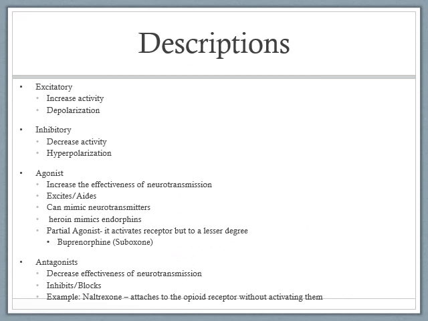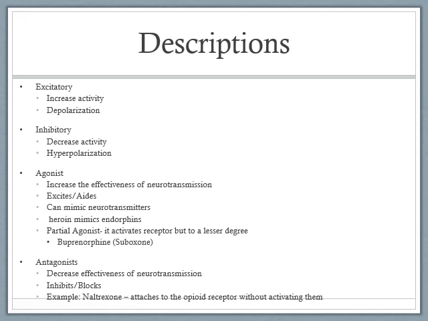So here are the descriptions I said that we would be covering. Excitatory means it increases activity or it's depolarizing. Inhibitory is it decreases activity or hyperpolarizes. An agonist increases the effectiveness of neurotransmission, so it excites or aids. It can mimic neurotransmitters. An example of this being that heroin mimics endorphins. And then you also can have a partial agonist, so it activates the receptor but to a lesser degree. So an example of this would be Suboxone, which is a medication that is used to help with those that are addicted to narcotics or opioids.